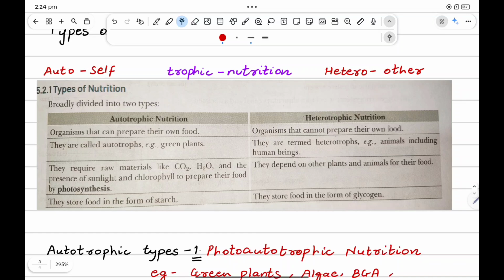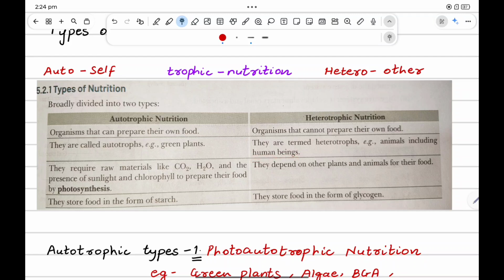Now let us discuss autotrophic and heterotrophic nutrition based on the difference between them. Autotrophic nutrition: organisms that can prepare their food on their own. Heterotrophic nutrition: organisms which cannot prepare their food on their own. Organisms which follow autotrophic nutrition are known as autotrophs. Example, green plants. Organisms which follow heterotrophic nutrition are known as heterotrophs. Example, animals and human beings.